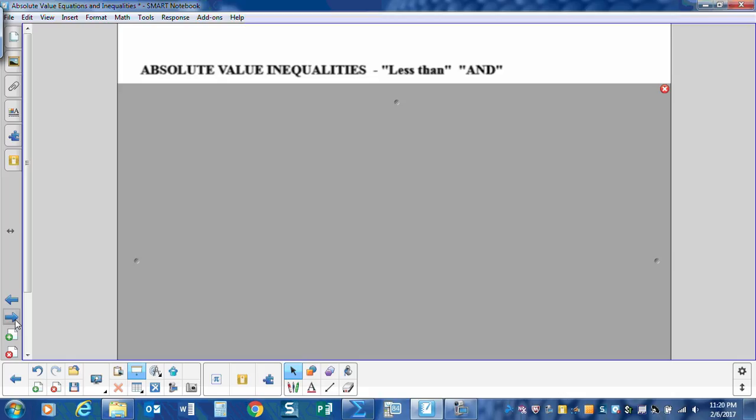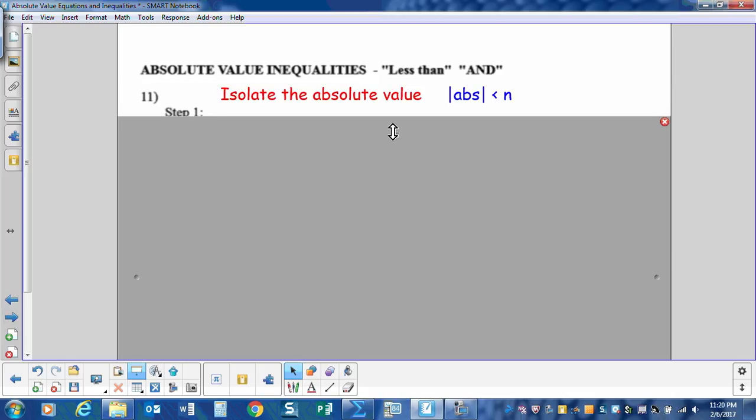All right, let's solve absolute value inequalities. Was it less than, or less than or equal to? When we think of less than, think of the word "and." We'll be writing an "and" inequality. So again, to begin with, we'll always isolate the absolute value.